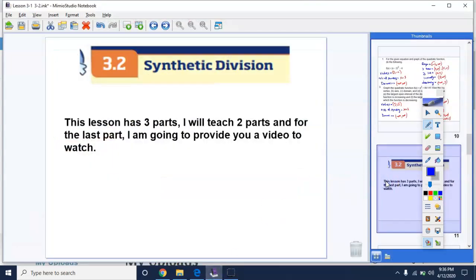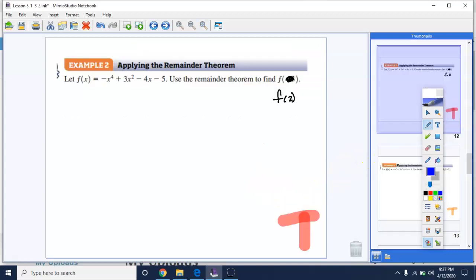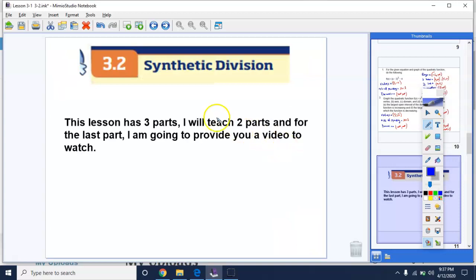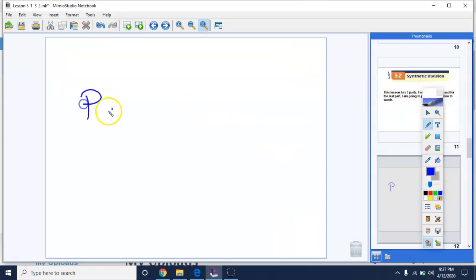Alright everyone, in this video we are going to be talking about lesson 3.2. As you see, this lesson has 3 parts. I will show you 2 parts, and for the last part I'm going to provide you a video to watch so you can learn better there. Alright everyone, so this is part 1, which is super easy.